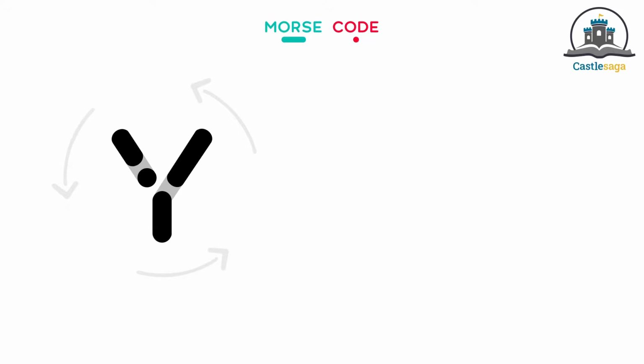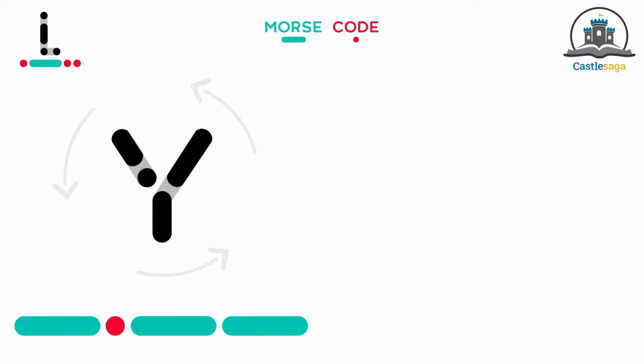Next comes the letter Y. Y is dash, dot, dash, dash. Since Y is a little tricky, we have cut it in the middle to better adjust the dots and dashes. You may think of the first part as a lever, with the dot as the rotating point. So, Y is da, dit, da, da.